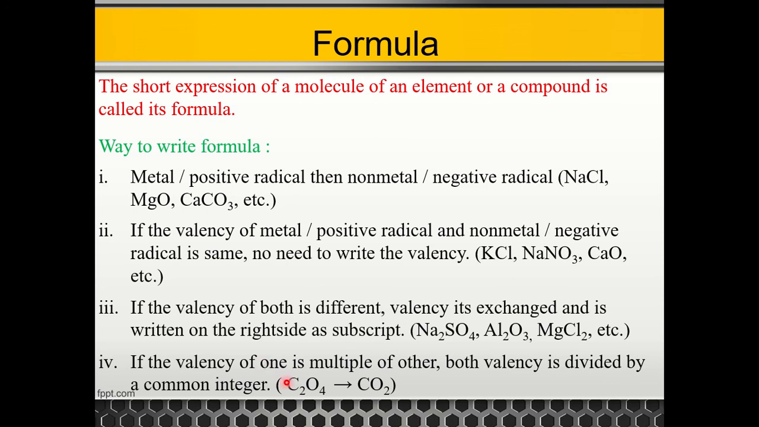If the valency of one is a multiple of the other, both valencies are divided by a common integer. For example, carbon dioxide, the valency of carbon is 4 and the valency of oxygen is 2. So 2 is written here and 4 is written here. But both can be divided by 2. So we divide both by 2 and write CO2. This is the formula of carbon dioxide.